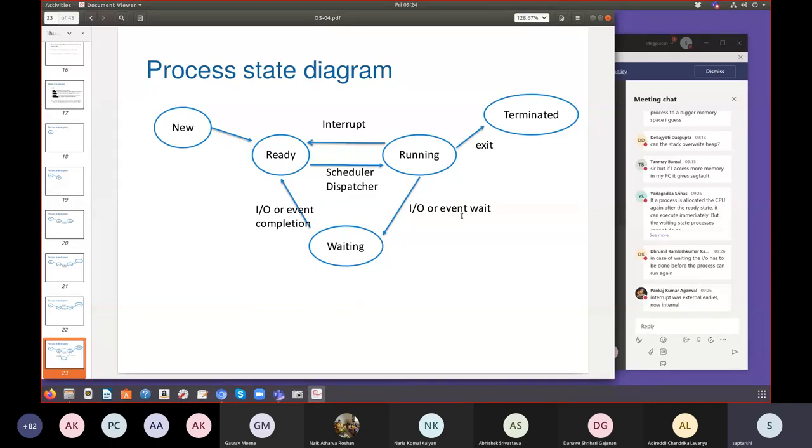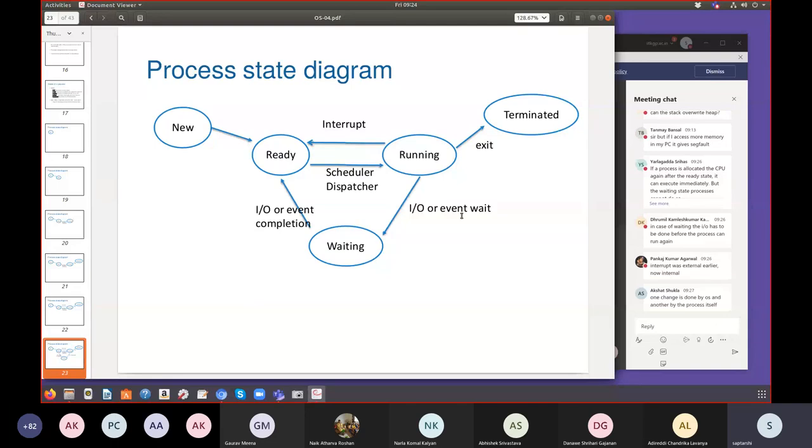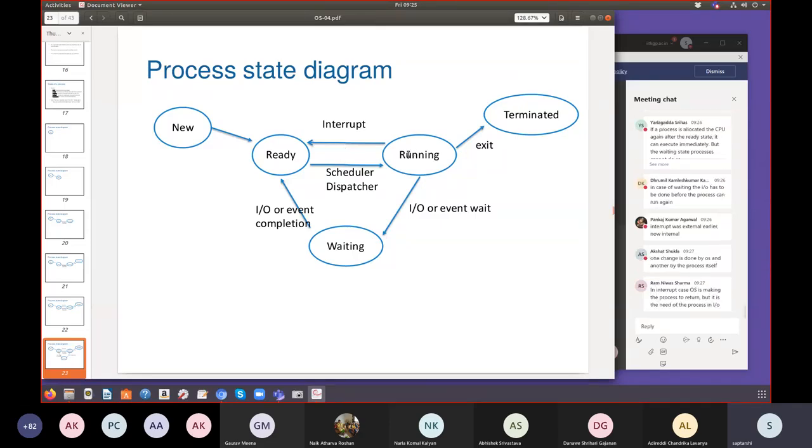Yes, so Dhrubil says that in case of waiting for the IO, the IO has to be done before the process can run again, right? Pankaj says interrupt was external and now this is internal, this waiting for an IO. Yes, Akshat has also the same idea, and that is correct. So the difference is that in this case, this interrupt was not raised by this process itself. This was raised by some external entity. So the process did not want anything. It is still ready.